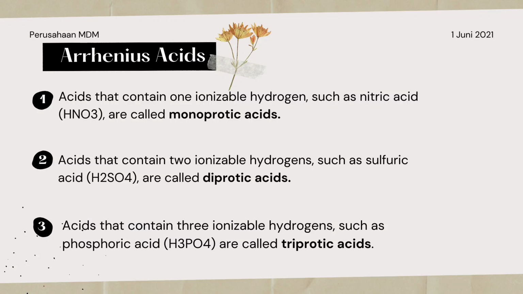Arrhenius acids divide into three types. First, acids that contain one ionizable hydrogen, such as nitric acid, are called monoprotic acids. Second, acids that contain two ionizable hydrogens, such as sulfuric acid, are called diprotic acids. Third, acids that contain three ionizable hydrogens, such as phosphoric acid, are called triprotic acids.